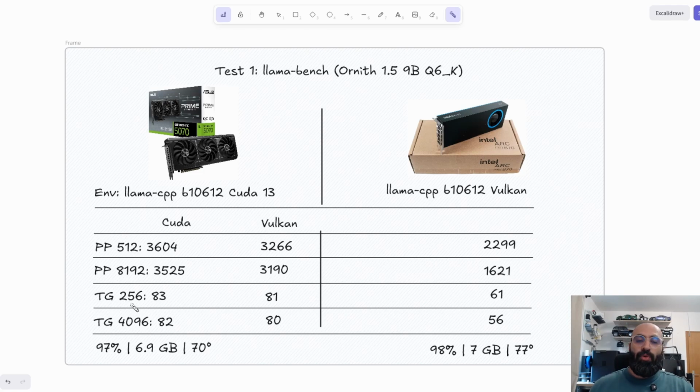And if we move to the token generation, for 256 tokens, it scored 61. Here, the RTX scored like 81 to 83, and for the token generation for 1,000 tokens, it scored 56 tokens per second. The utilization was around 97%, and it uses 6.9 GB of VRAM, and the temperature was around 70. For the Intel, 98% utilization, and 7 GB of RAM, and 77 degrees.